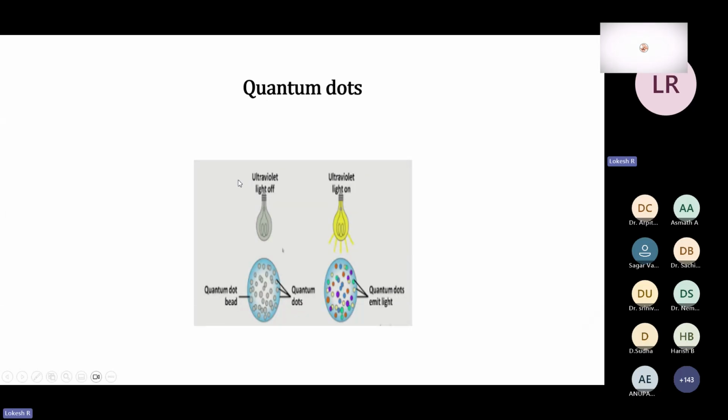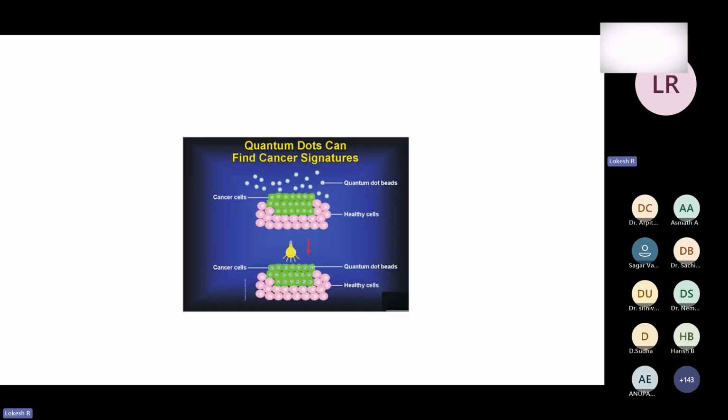Here, in the first case, the ultraviolet light is off, so the quantum dots are just there. Next, when the UV light is on, the quantum dots emit light because of their fluorescent property. So this property can be used to detect the cancerous cells. When the quantum dots are injected into the body with the antibodies, they get attached to the cancerous cells. The green part is the cancerous cells and the remaining pink color is the healthy cells. So when the UV light ray is emitted on it, only the cancerous cells will be seen.